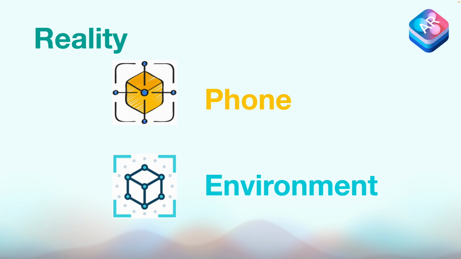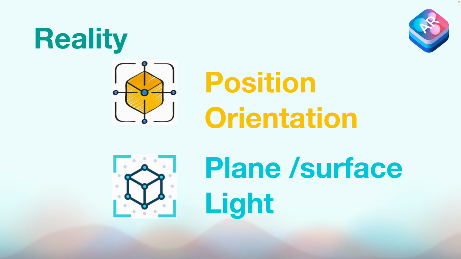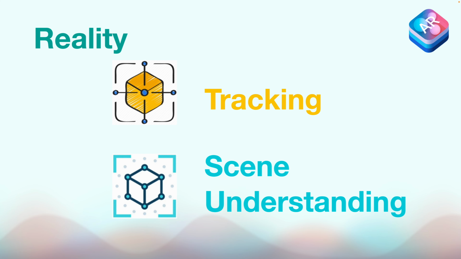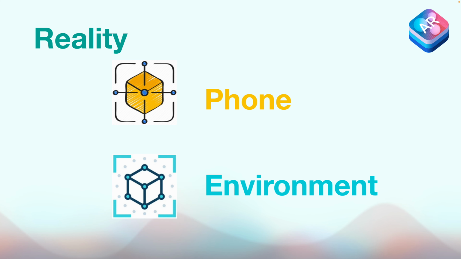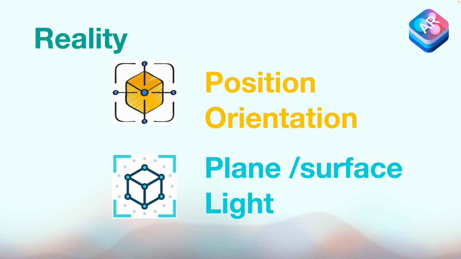Okay, so we have the phone, we have the environment, right? We want to do tracking, and we also want to do scene understanding. Specifically for tracking, we're using the phone, and for scene understanding, we're understanding the environment. What does the phone do? The phone provides the position and orientation of where you held the device, and the environment has a plane or a surface, and it has lights. Those are the attributes we're looking for, and the phone combines its position and orientation with all of those to build an understanding of reality.